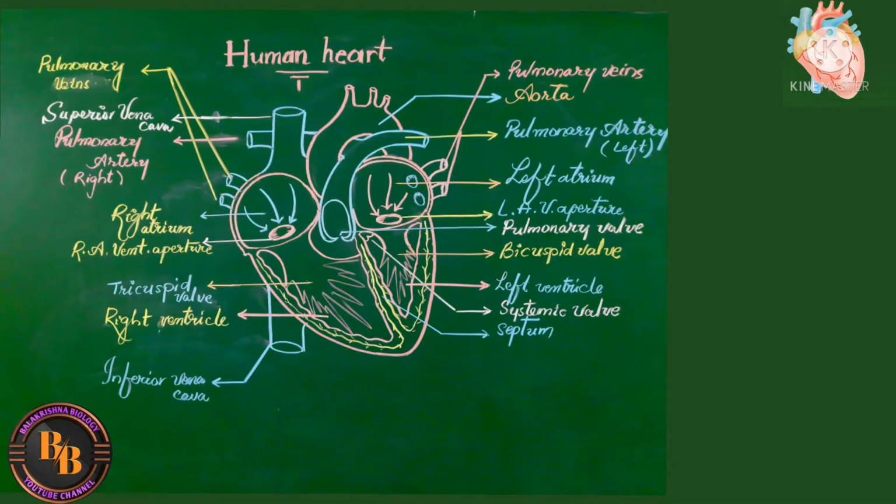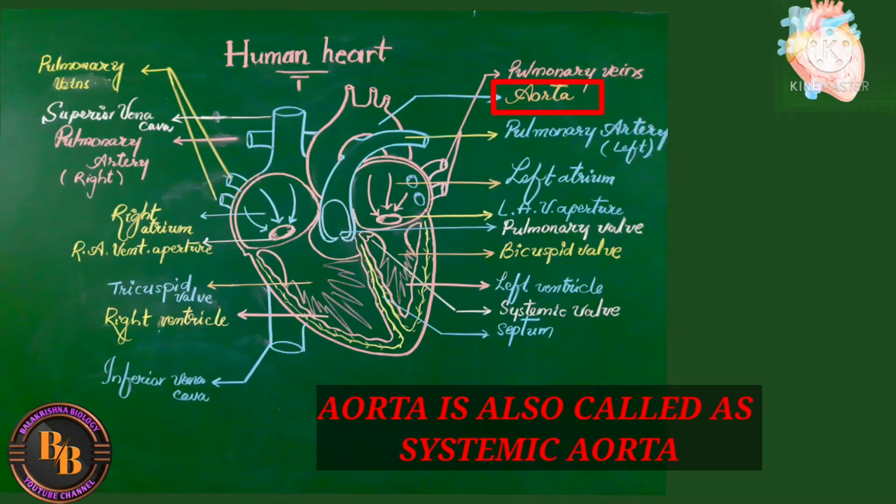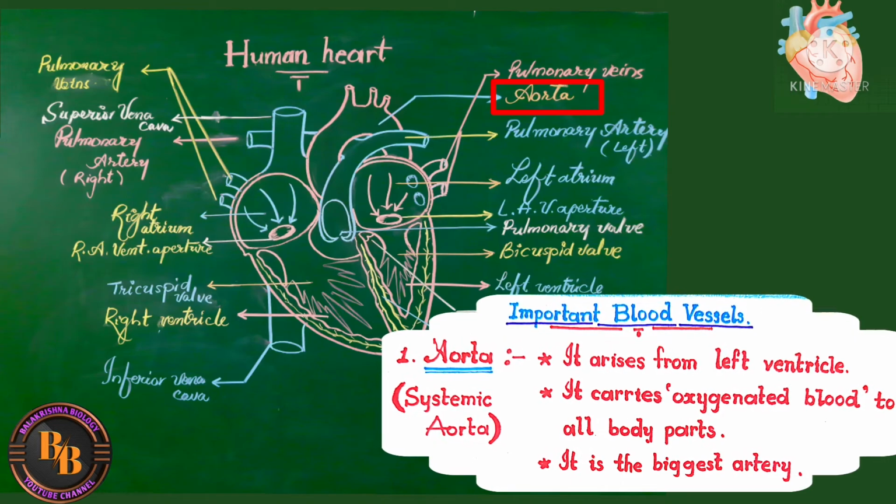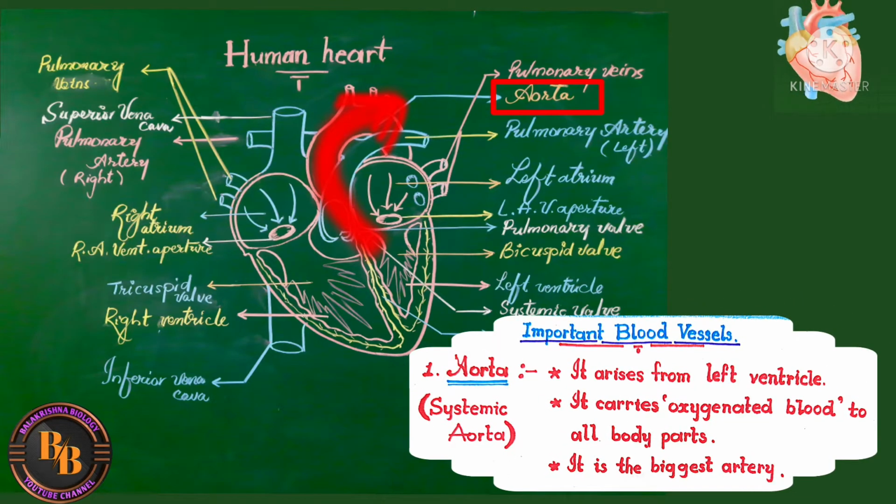Next, let us know about the important blood vessels which are connected to our heart. The first one is the aorta, also called the systemic aorta. This aorta arises from the left ventricle. It is the biggest artery in our body, and it carries oxygenated blood to all body parts.